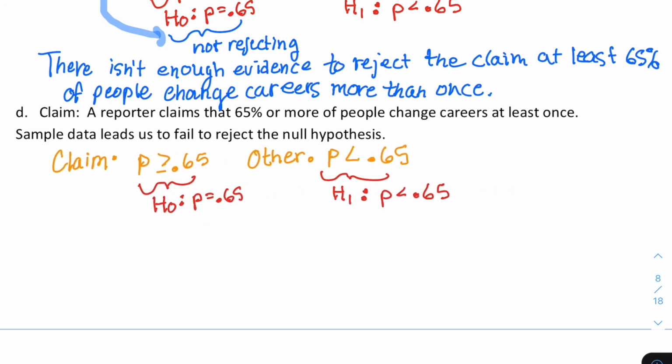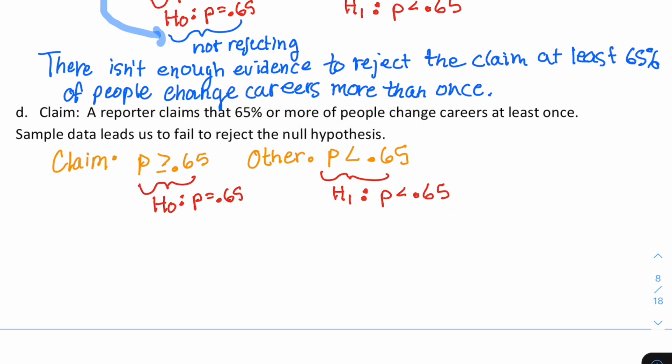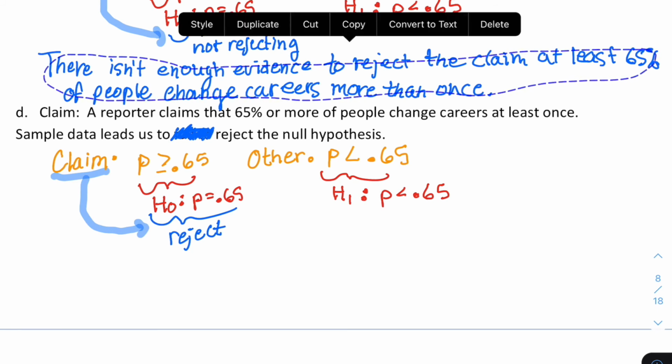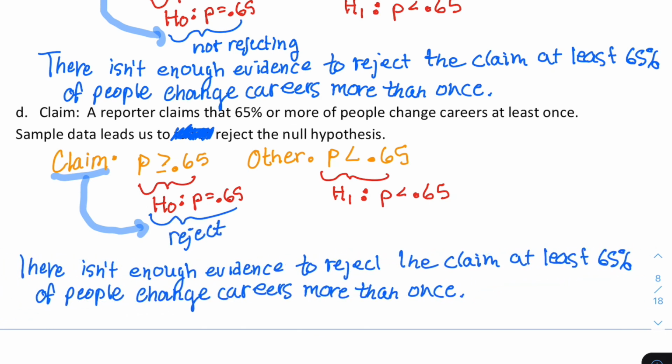Okay, my next one is the same situation, except I changed my sample data a little bit. Actually, I need to change my sample data. So same situation. Let's say that I do reject my null hypothesis. In terms of my claim, since those correspond to one another, I am going to say that I do reject the claim that 65% or more of people change careers at least once.